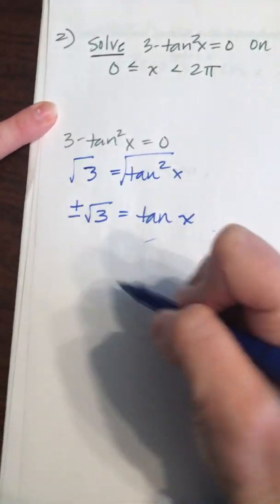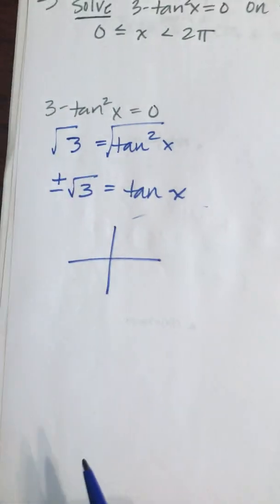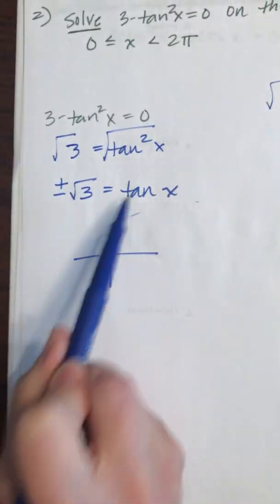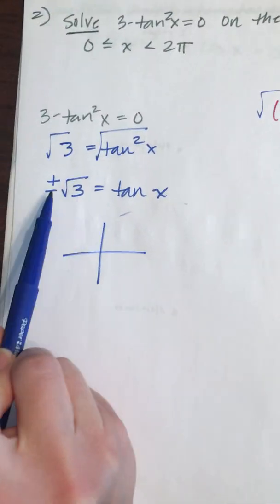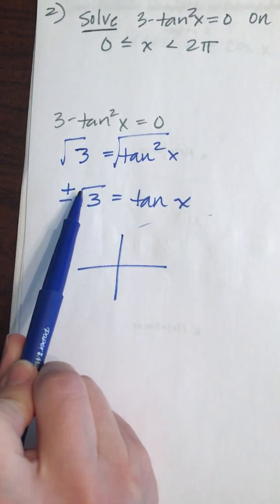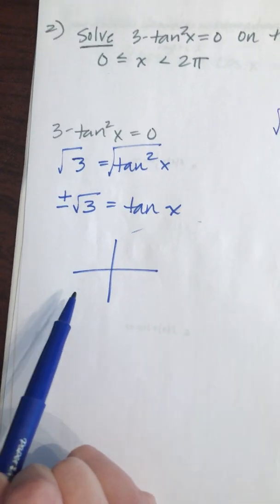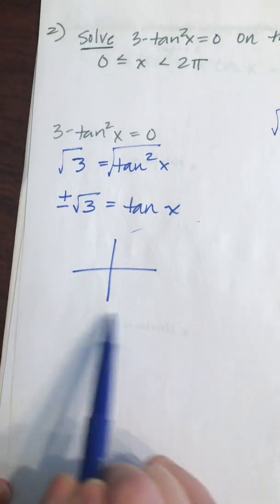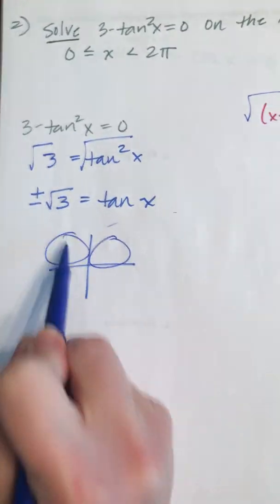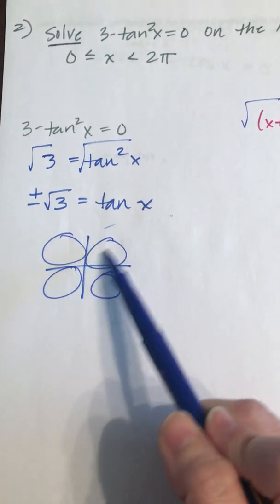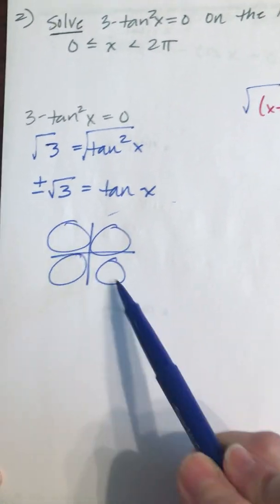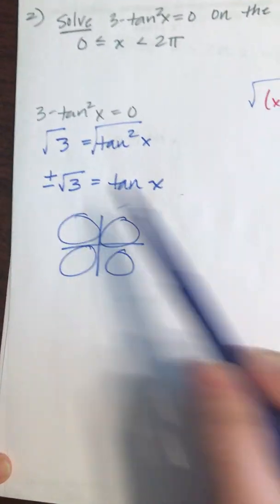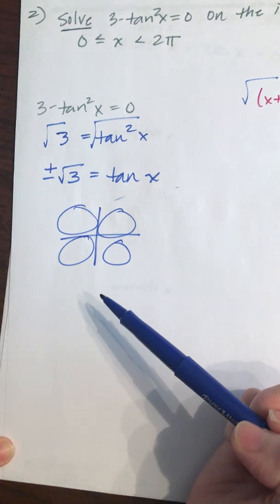Now that we've got tangent of x by itself, I have to find out which quadrants of the 4 quadrants tangent is positive or negative. What that means is basically we're talking about every quadrant here, because tangent's positive in quadrants 1 and 3, but negative in quadrants 2 and 4. So what this means is I'm actually looking for 4 answers.